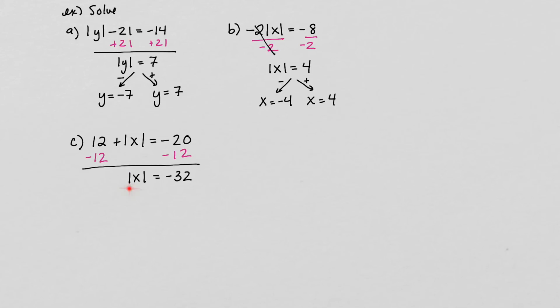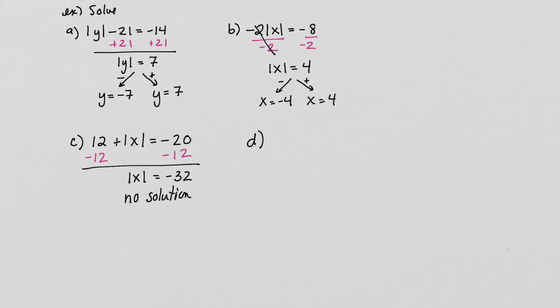So now if I look at it, the absolute value of x is all by itself. It's equal to a negative number. So because it's a negative number, remember from that case on the last page, when it's equal to a negative number, that means there's no solution. And you can't say there's no solution at the beginning. You have to get the absolute value all by itself before you can decide to say that.